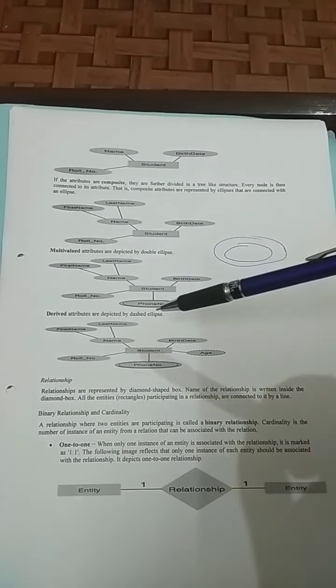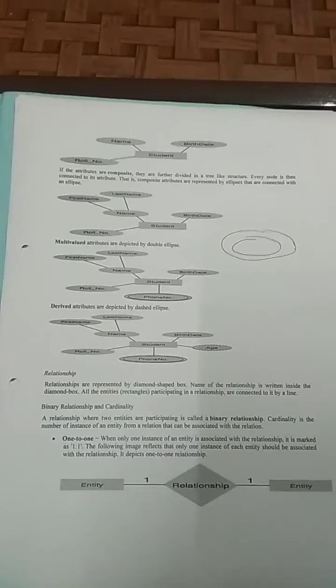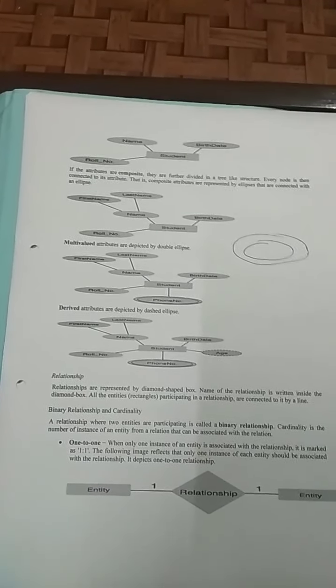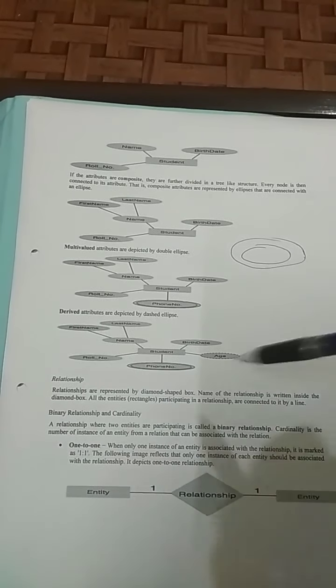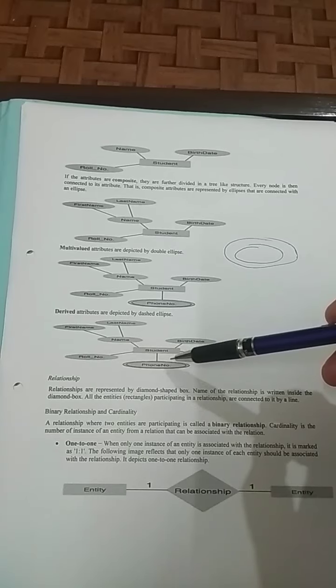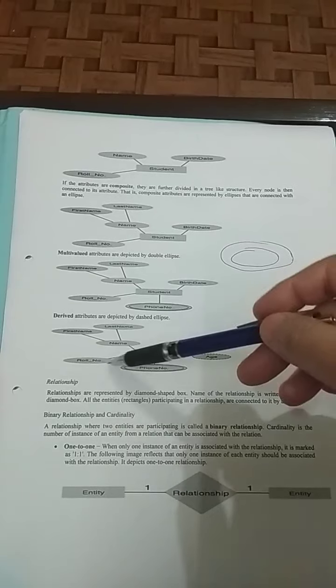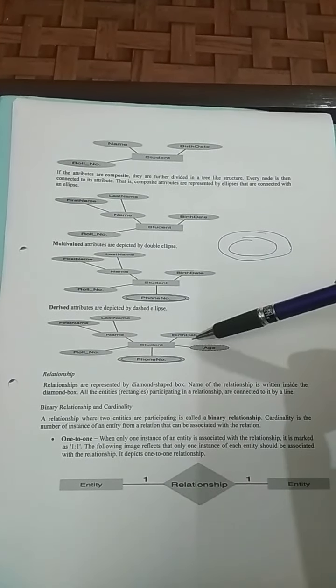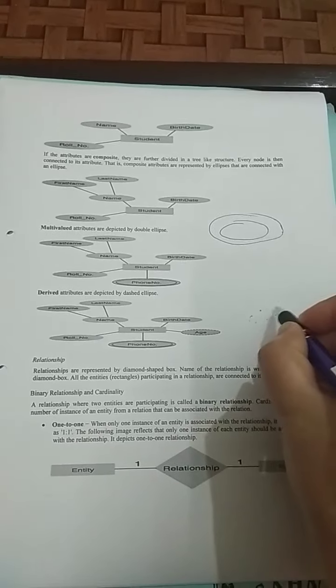Now the derived attribute is depicted by the dashed ellipse. It means a derived attribute is an attribute whose value can be derived or fetched from an existing attribute. Suppose in this example we have a student, then multi-valued phone number, then composite name consisting of first name and last name, and the attributes roll number and date of birth. So by using the date of birth we can fetch the age of the student. So this age is depicted by the dashed ellipse. So this is the derived attribute.